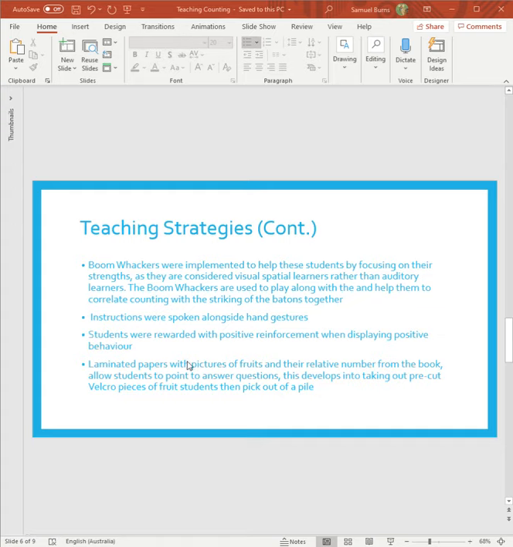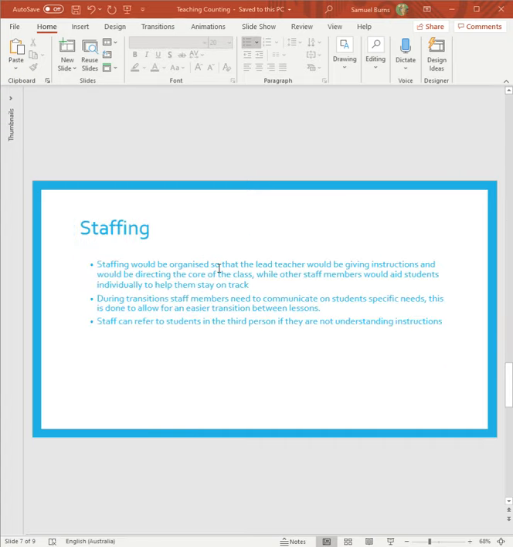Laminated papers with pictures allowed students to point to them to answer questions. And in the last lesson, they were able to take them out of a pile as they were pre-cut and had Velcro on the back of them.